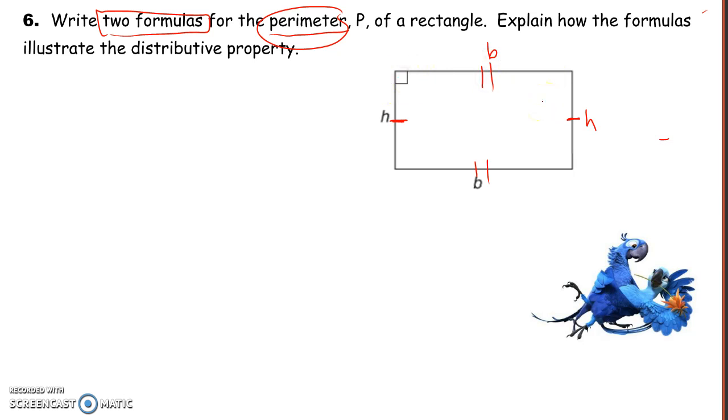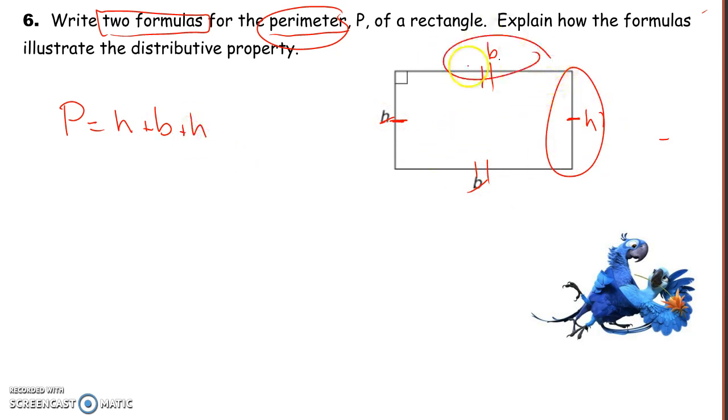So let's look at what we have here. If we want to find the perimeter of an object, we need to add all the sides. This side here is represented by H. We need to add that to this side, which is represented by B. So we added these two. So we need to add this side as well, which is represented by H. And then we need to add this side, which is represented by B. So we've added all the sides together. That's what this equation is saying. The perimeter is equal to side H plus side B plus side H plus side B. H plus B plus H plus B would be the perimeter.